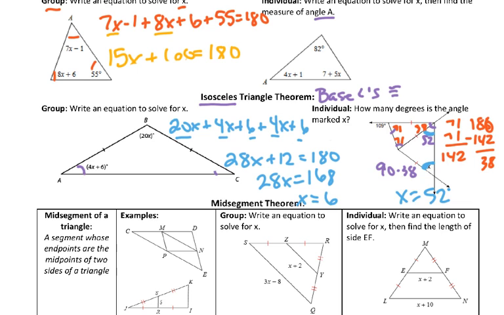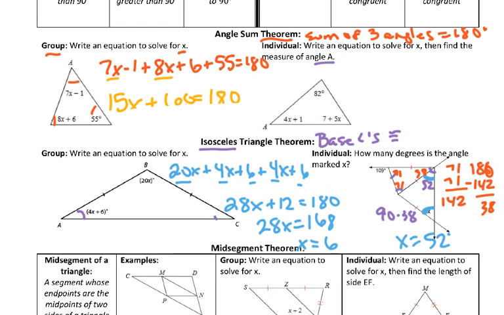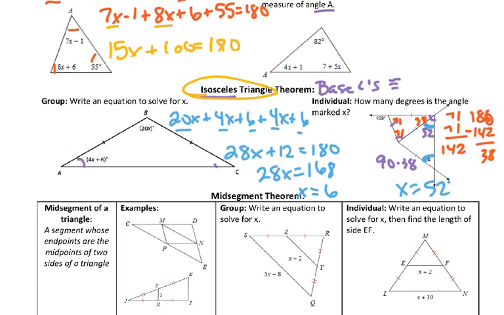All right. So those are the Isosceles Triangle Theorem and the Angle Sum Theorem. So you need to remember that. On your vocabulary sheet, there's a place for you to write something about that. So make sure you write what that is.